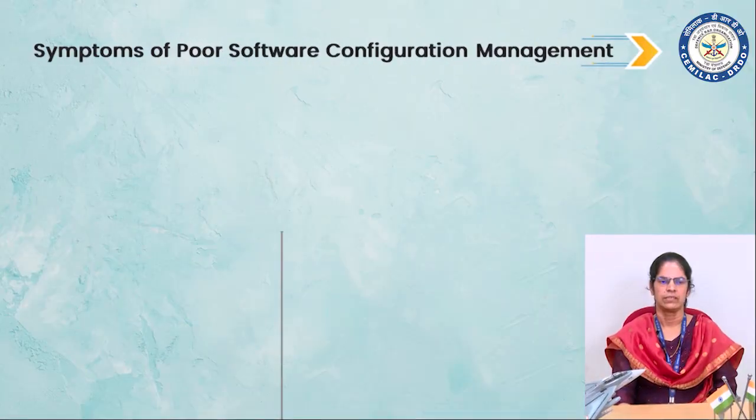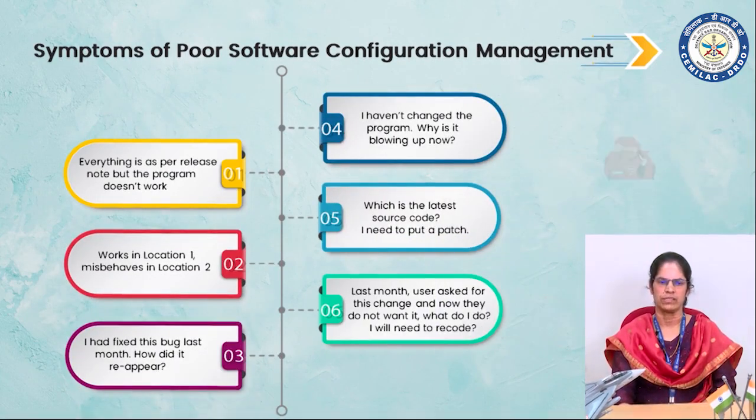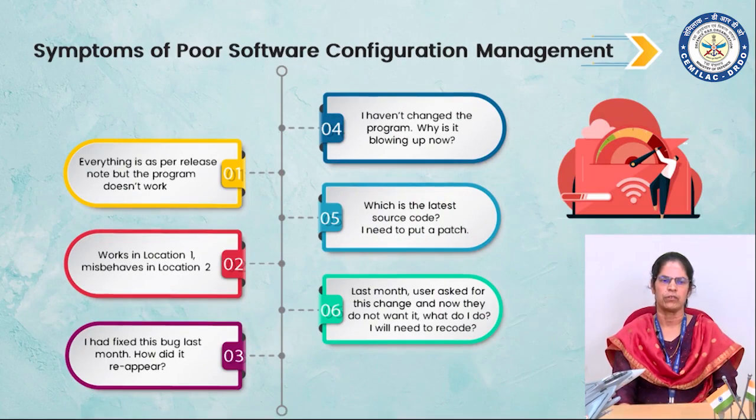Gracie, can you now list some symptoms of poor configuration management? Sure, Sudha. The common symptoms and associated questions about poor configuration management are: everything is as per release note, but the program is not working. Works in location 1 and misbehaves in location 2. I have fixed this bug last month, but how did it reappear? I haven't changed the program. Why is it blowing up now?